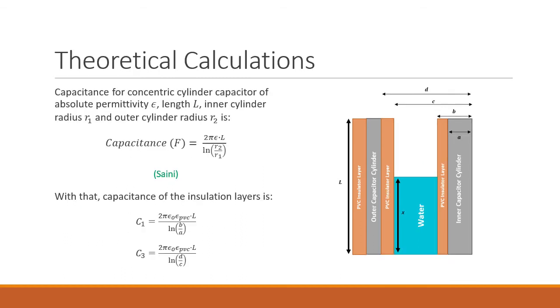The capacitance for a concentric cylinder capacitor is expressed by the following equation here. And using this equation, we can easily calculate the capacitance of the C1 capacitor and C3 capacitor corresponding to the PVC insulation layers, which are presented here.